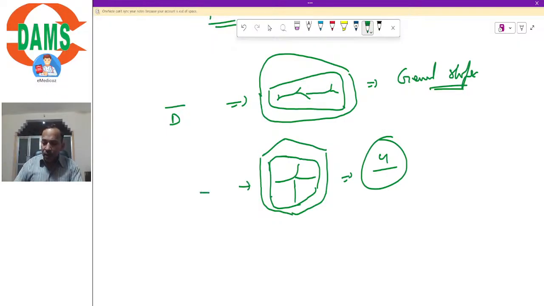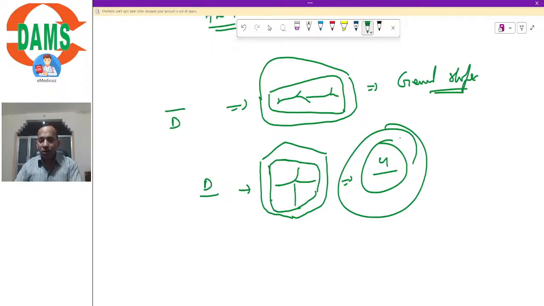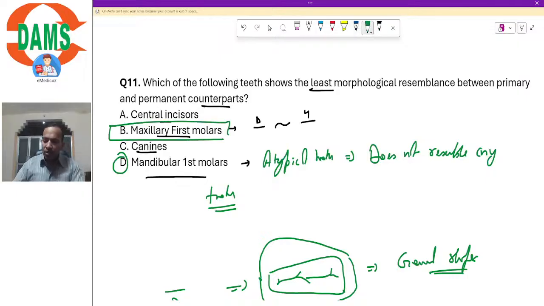And here the upper D must have resembled a molar, since it is a molar, but it does not resemble a molar, it resembles a premolar. So it is the tooth that least resembles its counterpart, not the lower D. And hence the answer here would be maxillary first molar. So always remember that. Though it is not as atypical as the lower first molar, yet it does not resemble its counterpart, right?